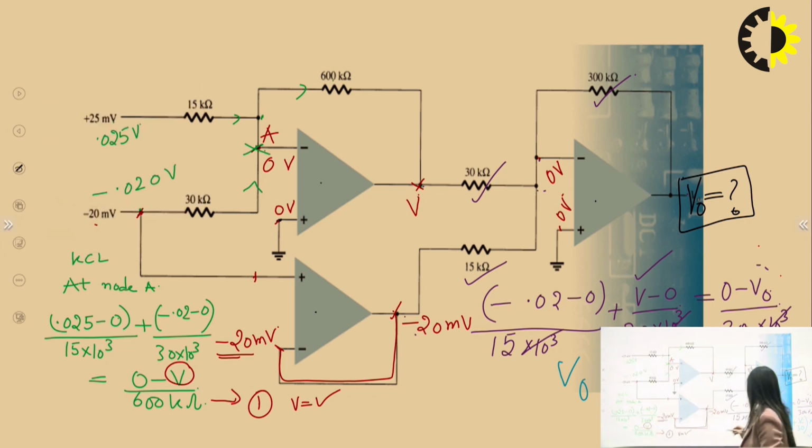So in this way, nothing new we did, but the concept which has been applied is a very simple concept. By applying the simple concept of virtual ground and the Kirchhoff current law, we can solve any numerical for the Opamp circuit, right?